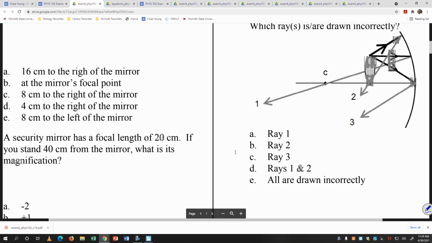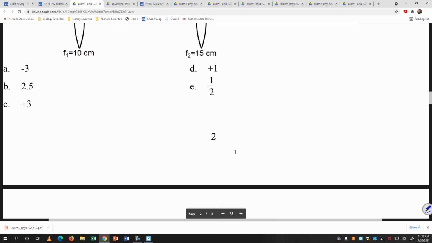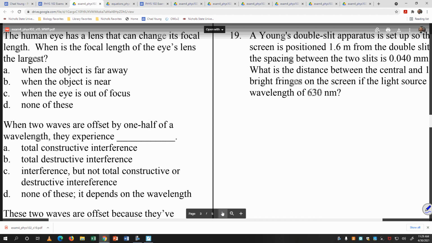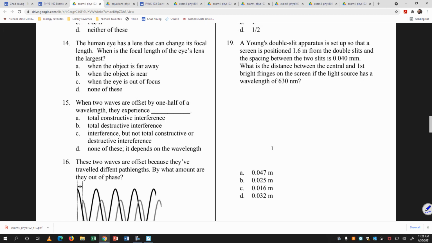All right, number 19. You said right, Chloe? Okay, Young's double slit apparatus is set up so that a screen is positioned 1.6 meters from the double slits, and the spacing... What is the difference between the central and first bright fringes? Okay, so this is a good example of what you'll have in the free response. Still in the free response, it's going to be a diffraction grating. But after you find the slit spacing, the way that you work this is really similar. You'll probably have one in the multiple choice like this too. So it's good that you know how to do this. It's good that you asked about this.